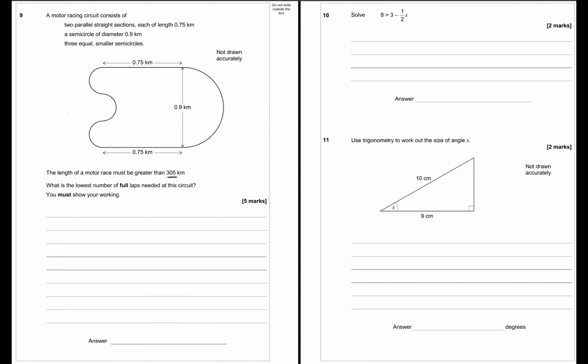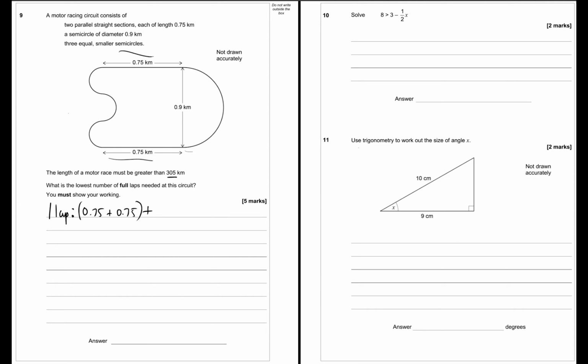Okay, so we want to find the circumference of this shape. So we need to find the length of 1 lap. Okay, so 1 lap is going to be equal to this circumference. So we can do the straight line bits first. So we know this bit and this bit. So that's going to be 0.75 plus 0.75.